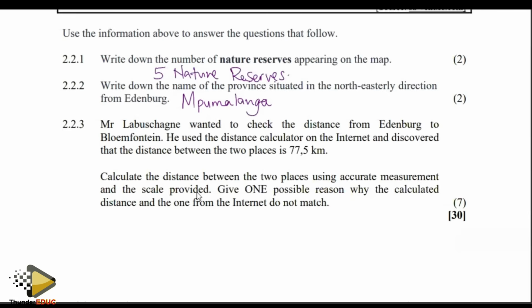Basically, I wanted to check the distance from Edinburgh to Bloemfontein. He used the distance calculator on the internet and discovered that the distance between the two places is 77.5 kilometers. Calculate the distance between the two places using accurate measurements and the scale provided. Give one possible reason why the calculated distance and the one on the internet do not match.